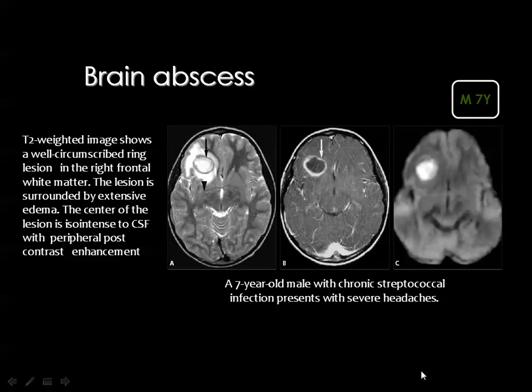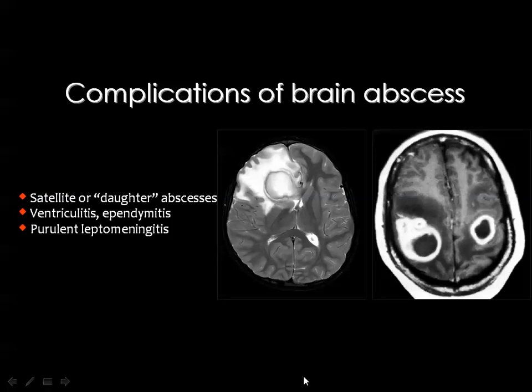And this is the classic appearance of a brain abscess in the T2 weighted image, T1 post contrast, and the diffusion weighted image. Here you can see the restricted diffusion. In the contrast enhanced image, you see the classic marginal enhancement of uniform thickness.